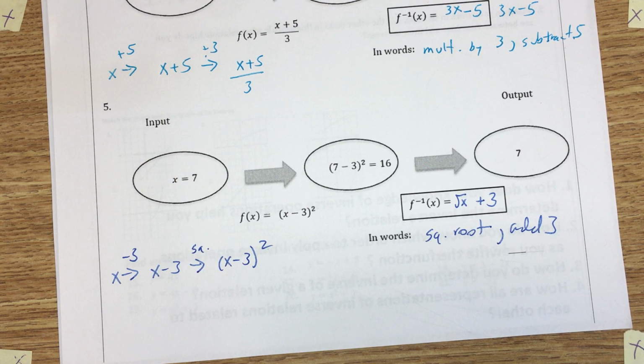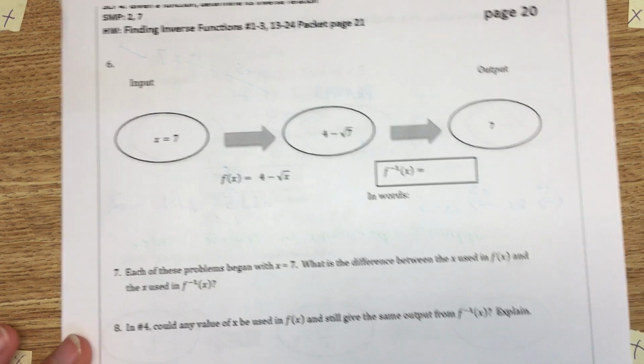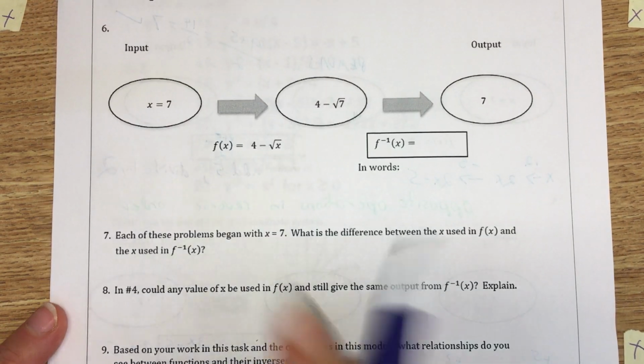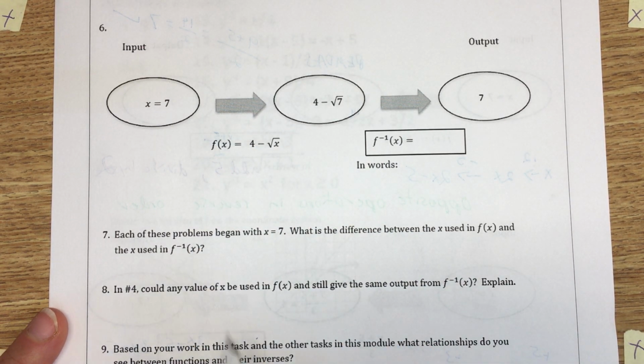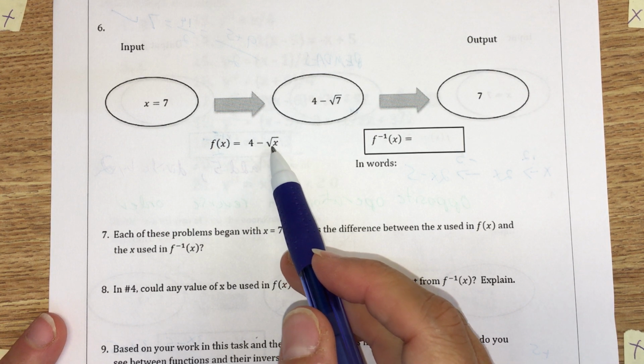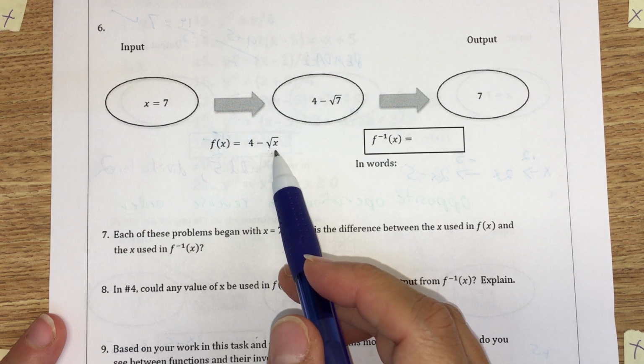So there is one more on page 20. So take a look at number 6. All right, so when we look at number 6, this function, the way it's written, what is the first thing that's happening? Well, hopefully the first thing you said is happening is that we are taking the square root of x.